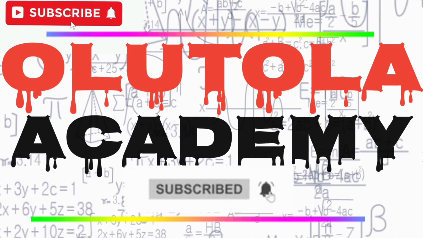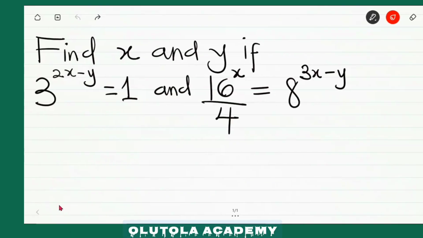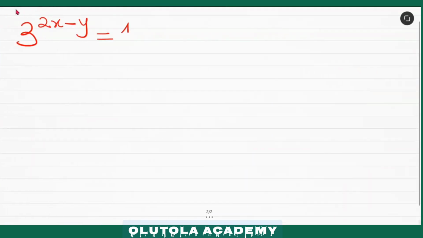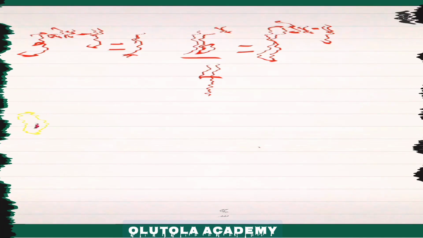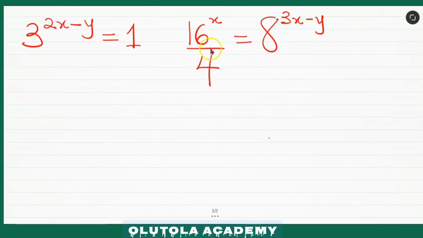My name is Olutola. This is another episode of a practice question tutorial on my channel, and in this tutorial I'm going to be solving this problem. So I have 3 raised to power 2x minus y equals to 1 and 16 raised to power x divided by 4 equals to 8 raised to power 3x minus y.